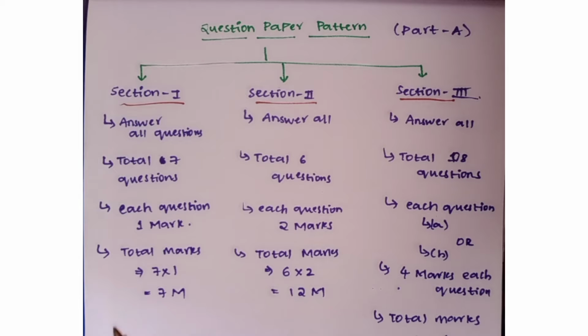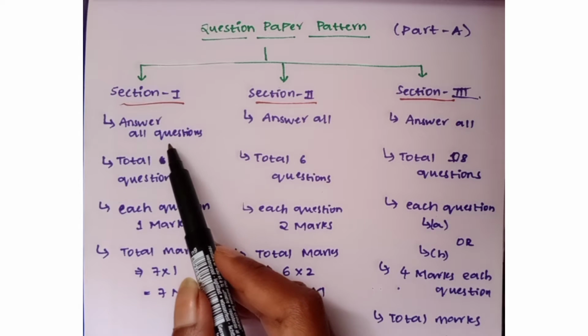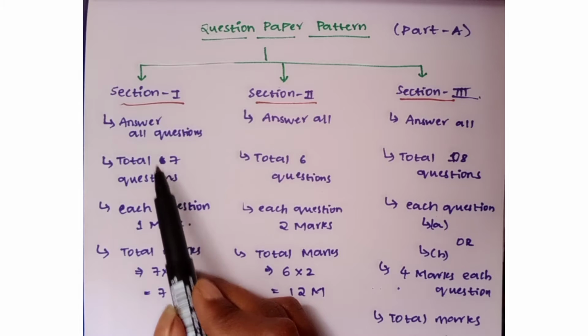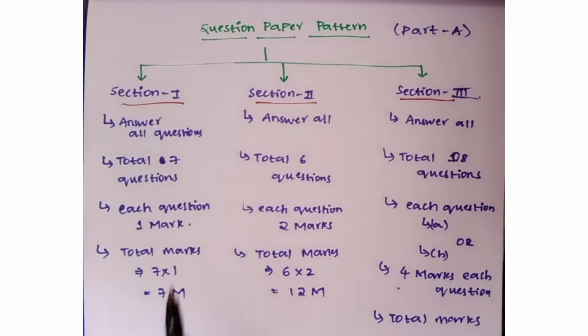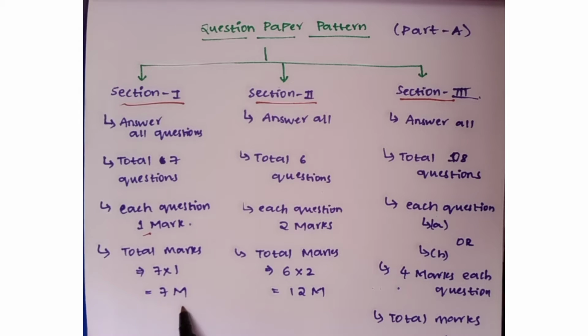Each section has different types of questions, and each question carries different marks. Let us look into it. In section 1 you need to answer all the questions, and it consists of 7 questions. The total number of questions in section 1 is 7 and each question carries 1 mark. So the total marks of section 1 is 7 into 1, that is 7 marks.